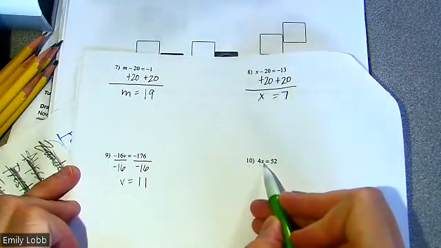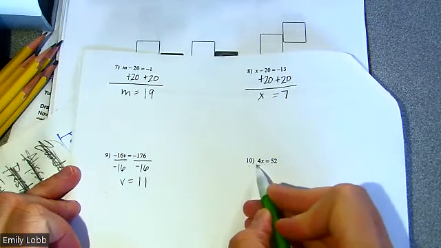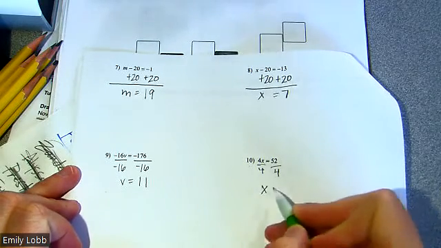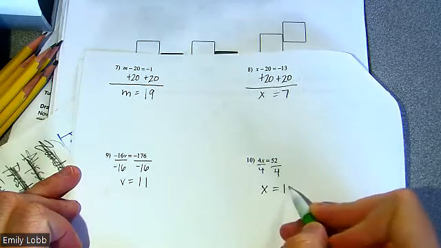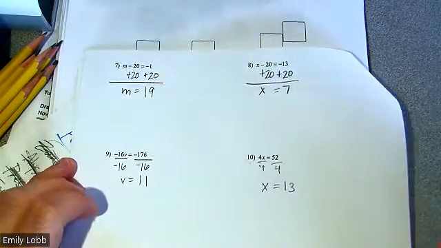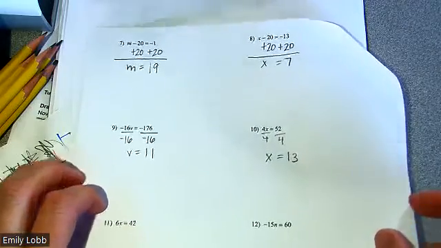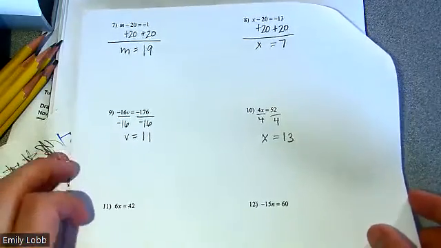What is being done to x? It's being multiplied by 4. So I have to divide both sides by 4. X is equal to 13. Again, you can use your multiplication table. You can use your calculator.